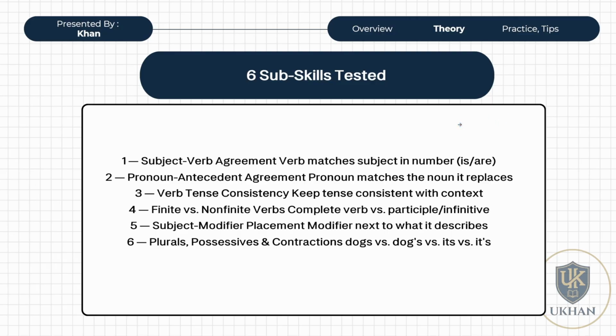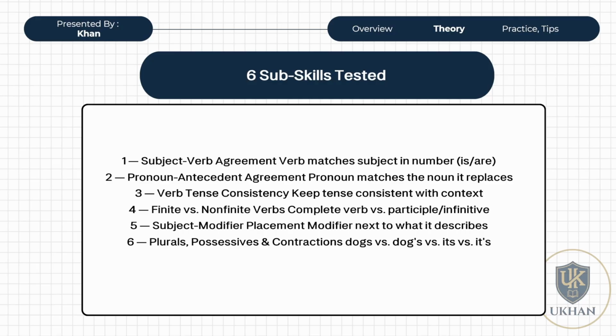Number 1 is subject-verb agreement. The verb must match its subject in number. What that means is if you have a singular subject, then you have a singular verb, and if you have a plural subject, then you have a plural verb. So, the dog runs versus the dogs run. I'll say that again: the dog runs versus the dogs run. Now, I'll expand on that; there's another slide that should help you regarding that.